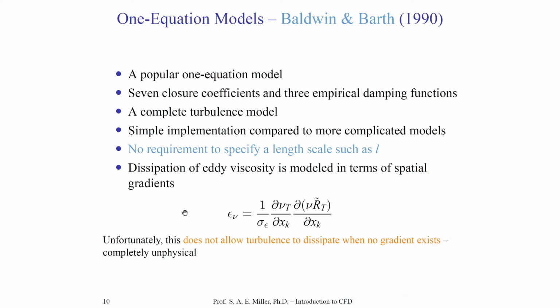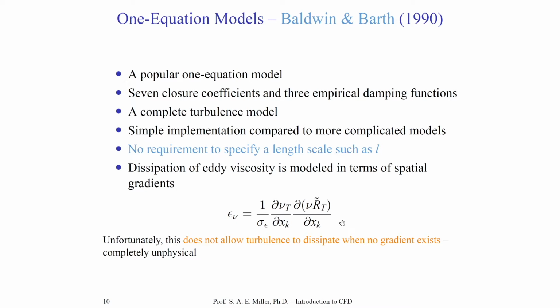One unfortunate thing about these particular models is that they do not allow the turbulence to dissipate when no gradients exist. This is a completely unphysical thing, and it caused many problems. So you see, with this particular form, if these partial derivatives, say, amount to 0, so 1 over sigma epsilon, this is just a constant. The partial of the eddy viscosity with x, if that term is 0, that means the eddy viscosity is relatively constant in the flow. That means we have uniform turbulence in the flow. There's no gradients of turbulence.